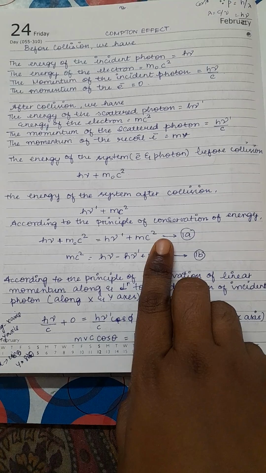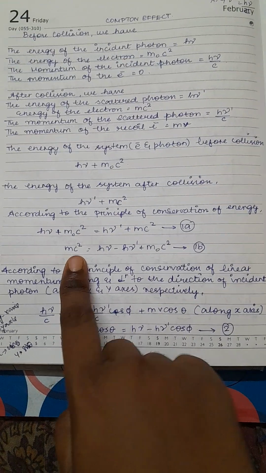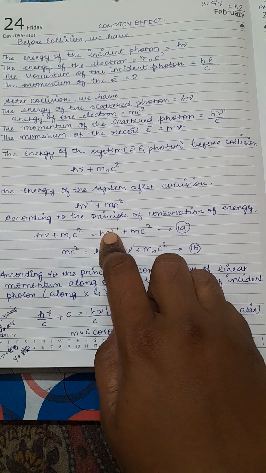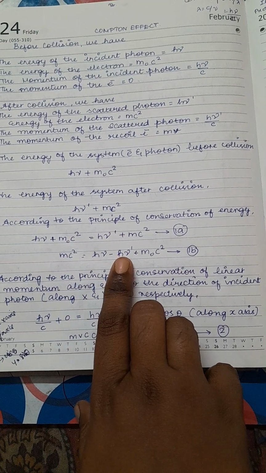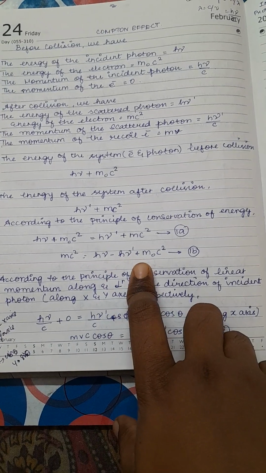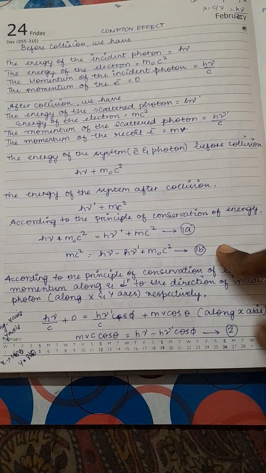From this equation we are going to write only mc square on one side, so automatically h nu prime will come to the other side. So we can write the equation as mc square equals h nu minus h nu prime plus m naught c square. Let us consider the equations as 1a and 1b respectively.